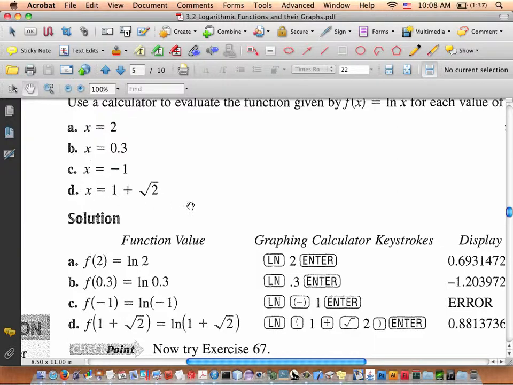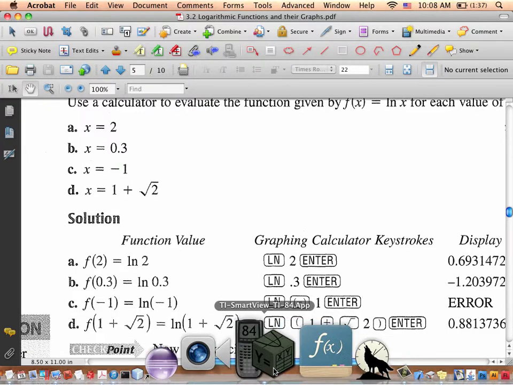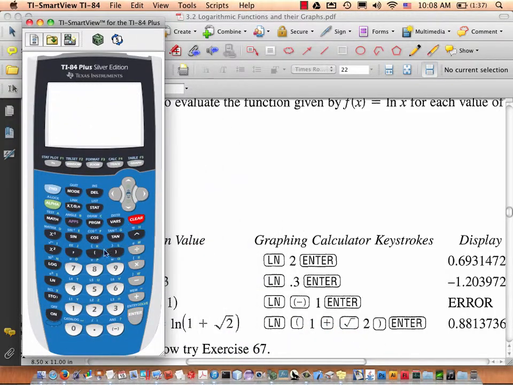So let's just do d. Let's take the natural logarithm of 1 plus square root of 2. All you have to do is hit the ln key. ln of 1 plus square root 2, close parenthesis, enter. Which means that e, what does this mean again? Let's talk about the interpretation. e raised to this power right here is equal to what?